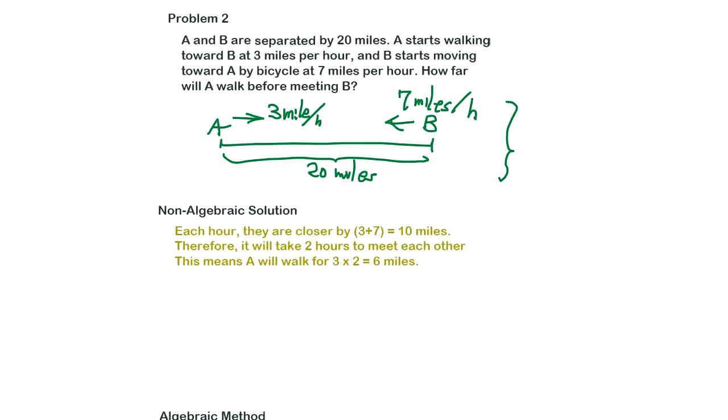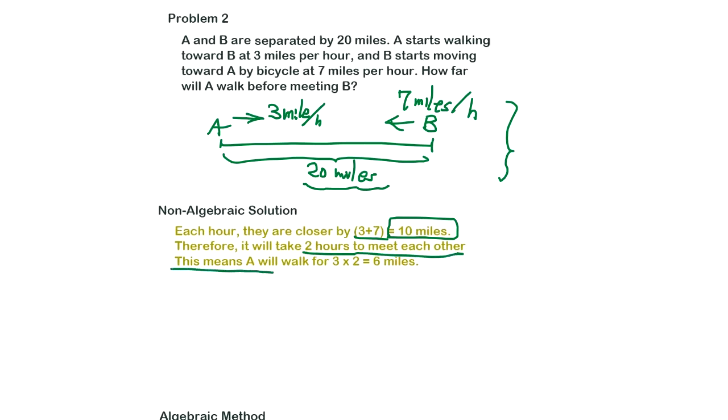The way you think about it is, each hour they get closer by 3 miles and 7 miles, totals 10 miles. Right? Each hour they get closer by 10 miles. So, in order to meet, how many hours does it take? Total 20 miles. So 2 hours to meet each other, right?